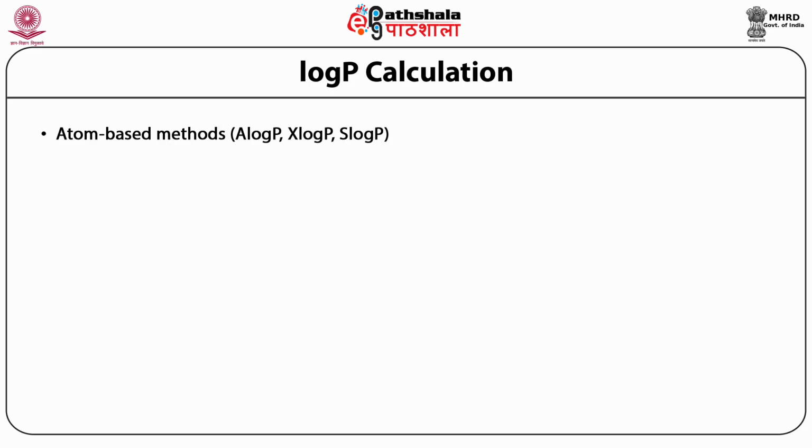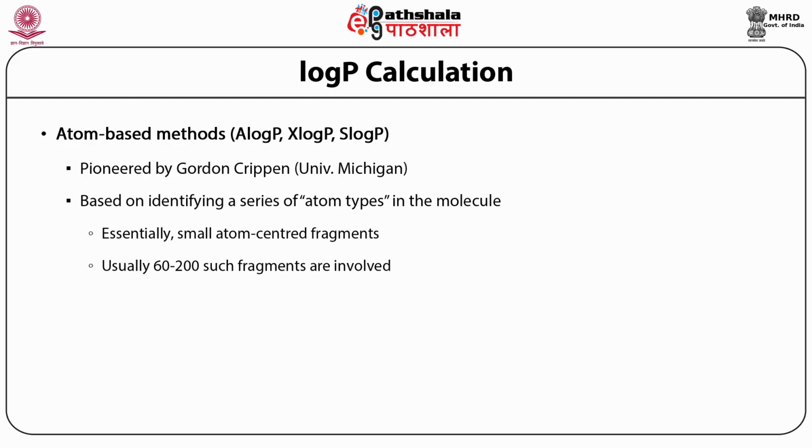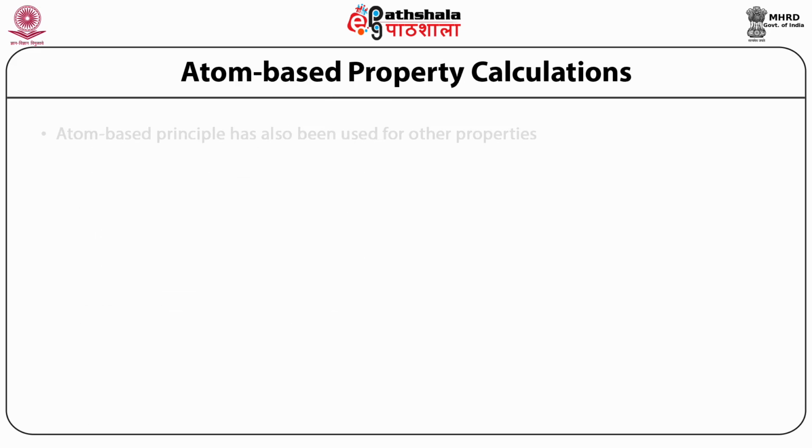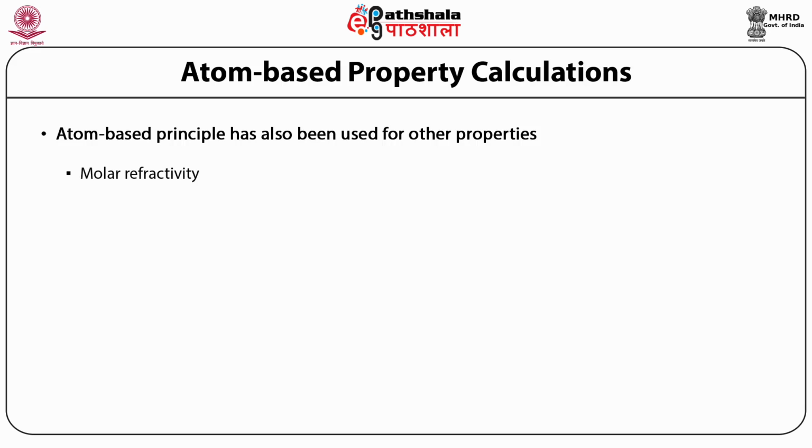There are several other methods of logP calculation that were developed afterwards, like Gordon-Crippen. Based on atom types, different kinds of values have been used, and all these values are available online nowadays for calculation of logP. This atom-based property not only calculates fairly well with logP, but is also useful for molar refractivity, which is a measurable quantity.